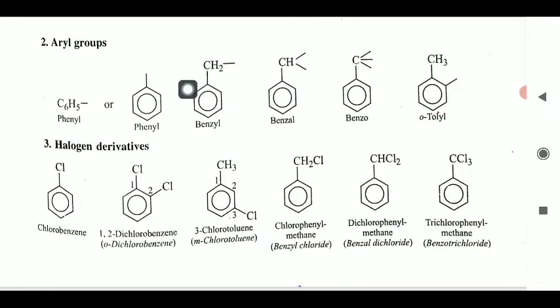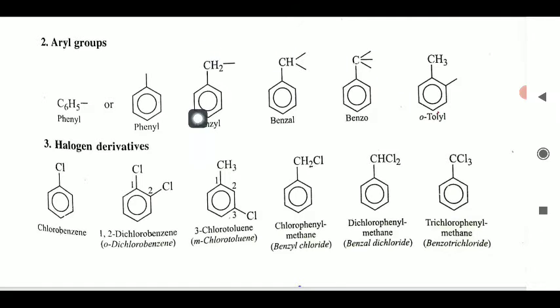This was toluene earlier, where this compound was CH3. By the substitution of one H atom, it becomes C6H5CH2, and one valency remains free. This whole structure is known as benzyl. In the same way, if you eliminate one more H atom from this position, this compound becomes C6H5CH, and the two valencies remain free. This is known as benzal. And if all H atoms are eliminated from the side chain, this compound is known as benzo. So benzyl, benzal, and benzo are collectively known as the derivatives of toluene.